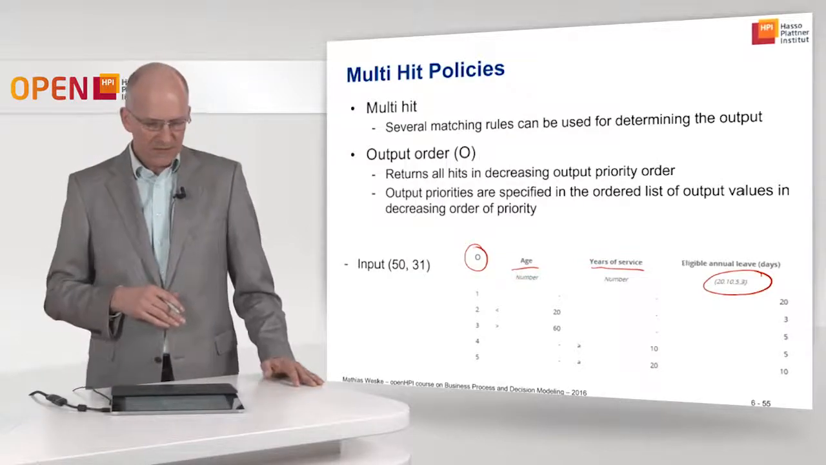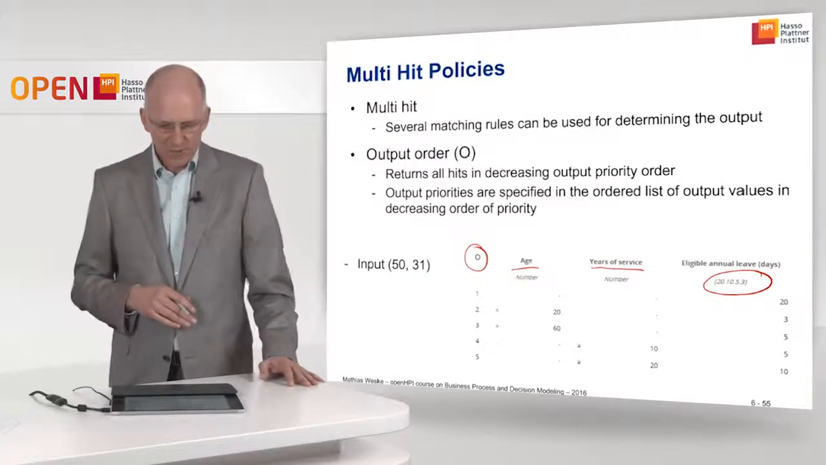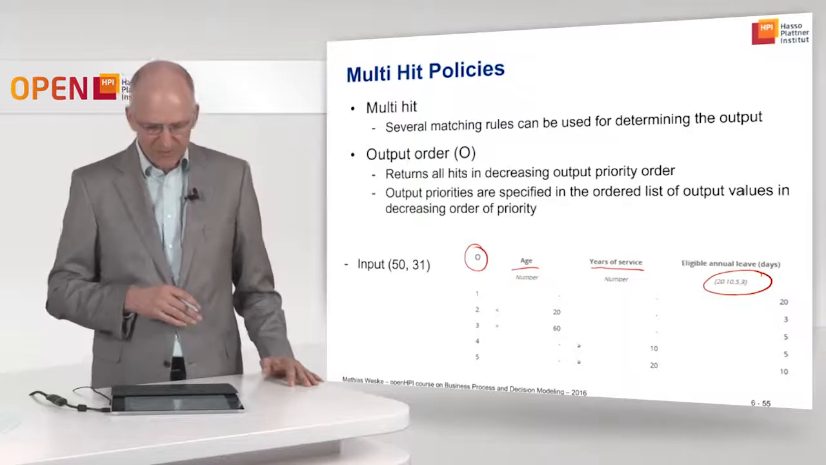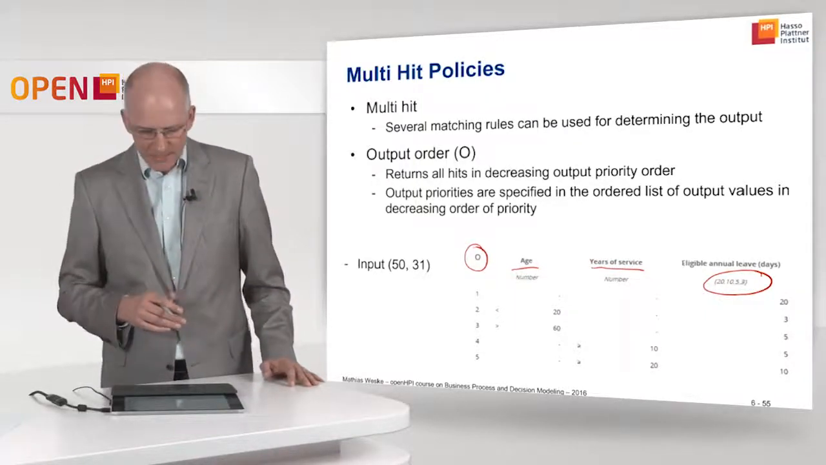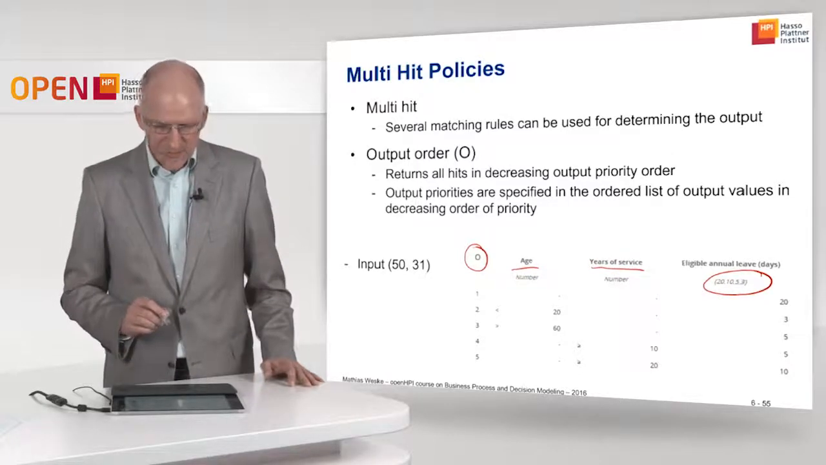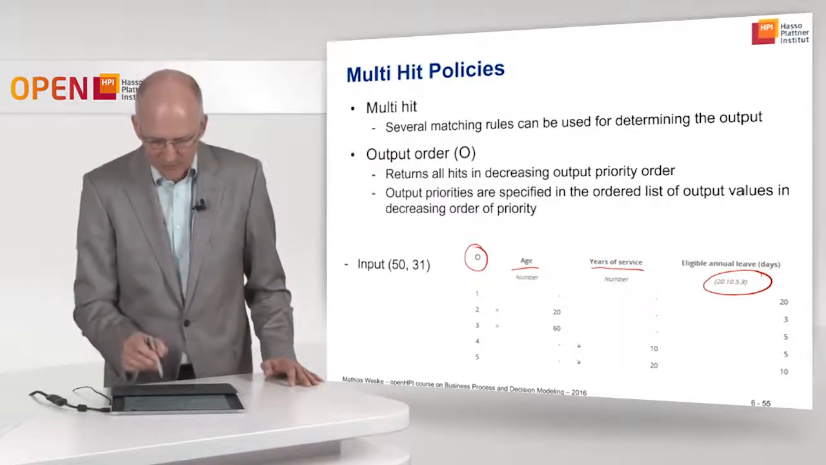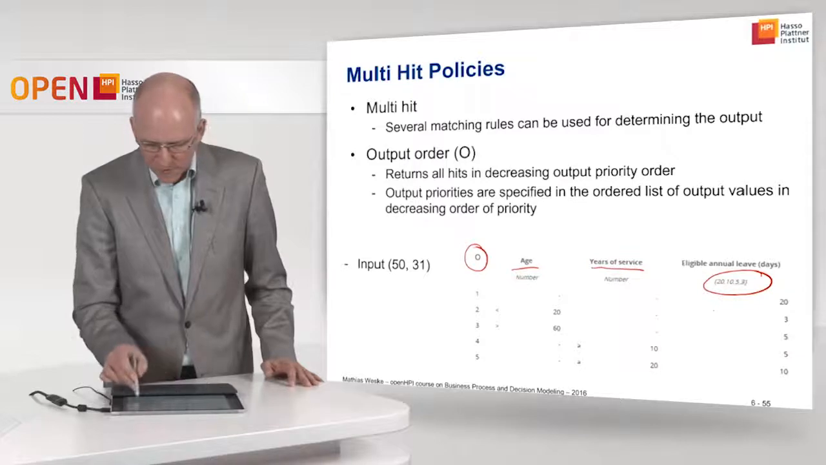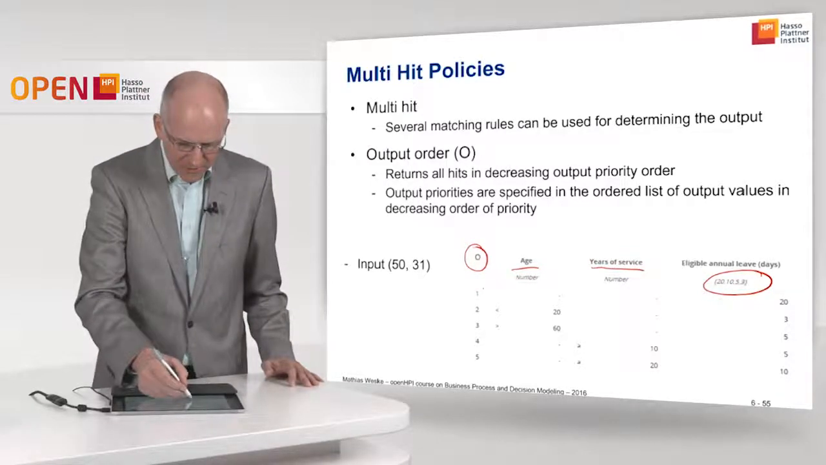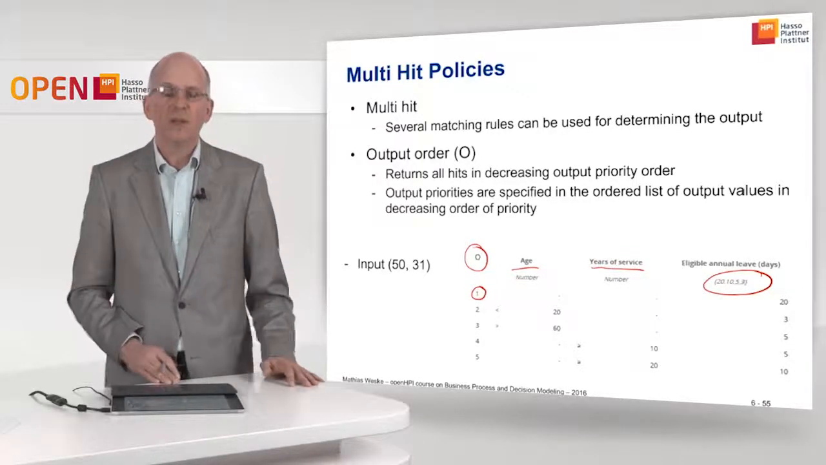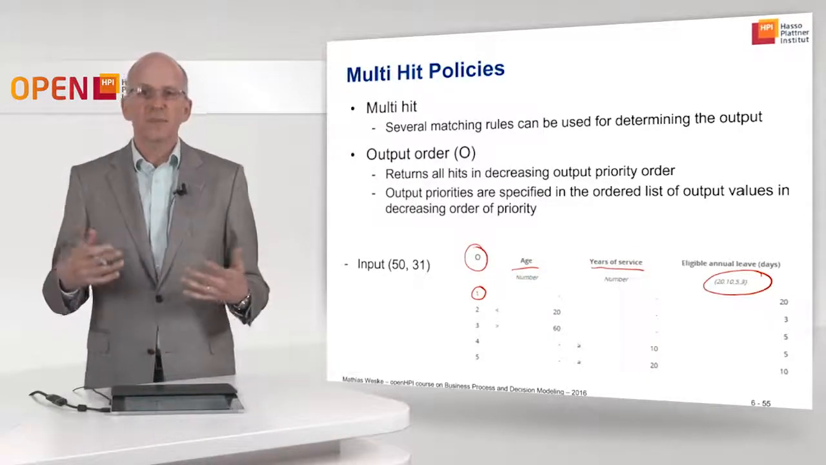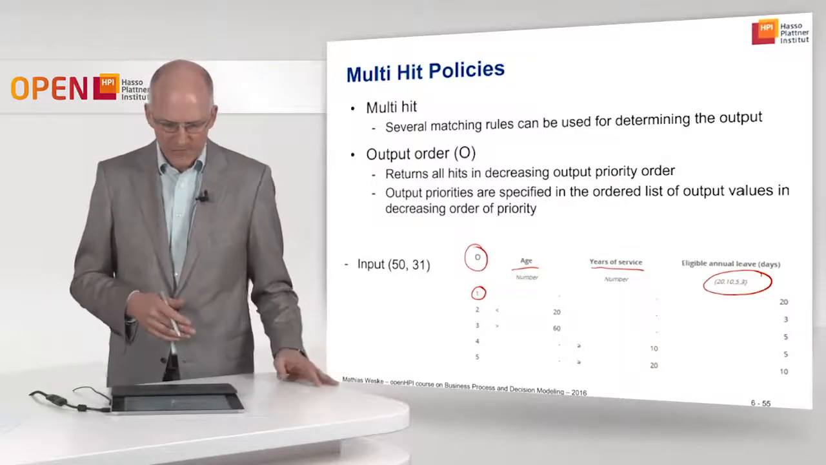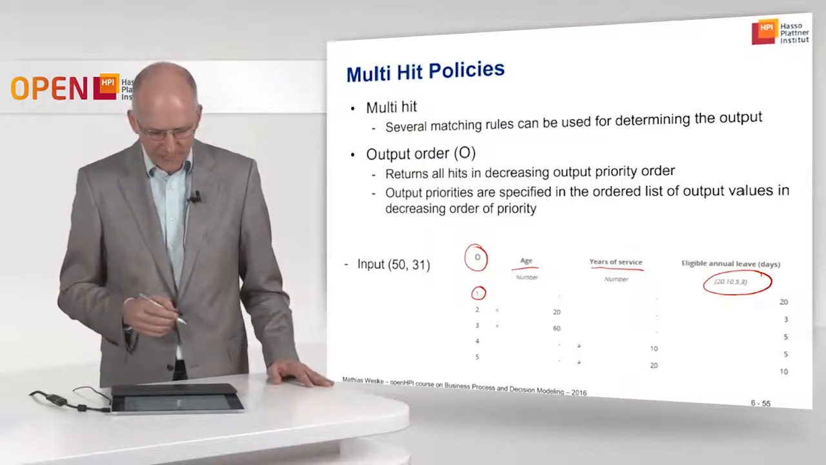Okay, so let's take some concrete input. The age of the person should be 50, and the years of service should be 31. So we can now take a close look at this table, and we see that the first row always matches because the age doesn't play a role and the years of service doesn't play a role. So we can translate this to: any person gets 20 days of annual leave.